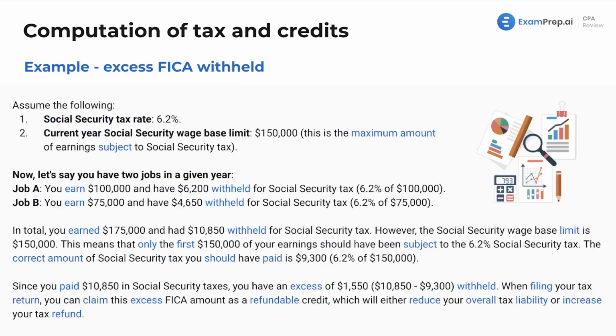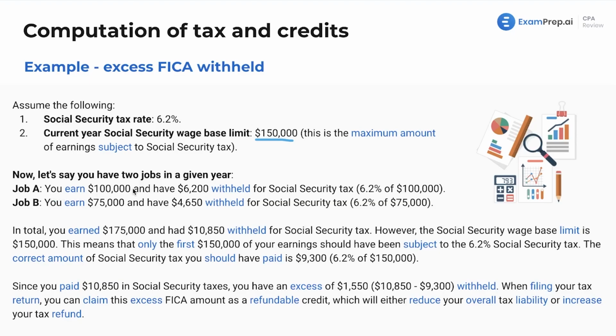Let's see an example here. Well, we've got the Social Security tax rate of 6.2% and the current year Social Security wage base limit. Let's say this year it's $150,000. This is just a number for our example. And we've got 2 jobs in a given year. Now, this could be at the same time. Maybe it's 2 part-time jobs, or maybe you had 1 job for the beginning of the year, the second job for the second part of the year.